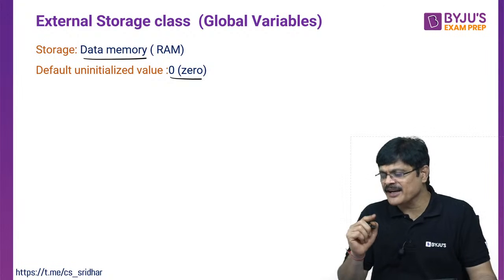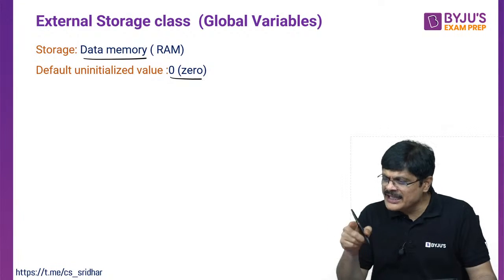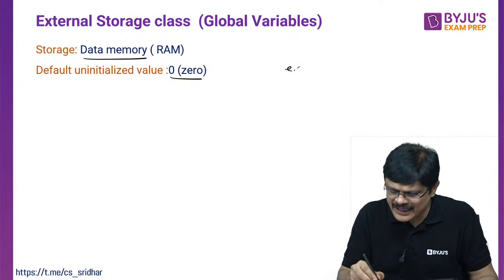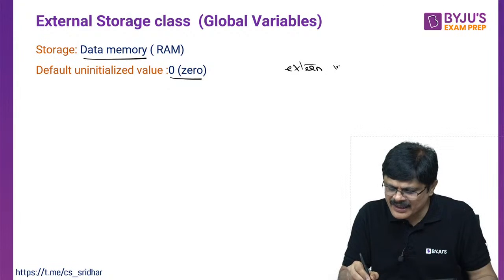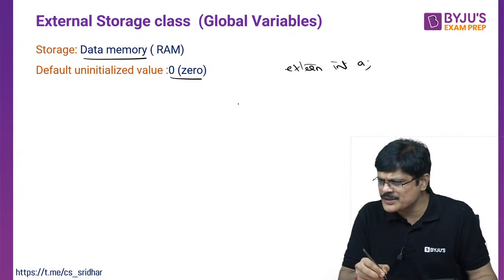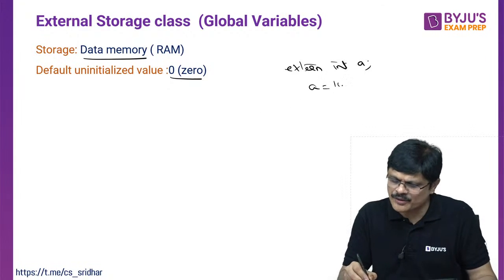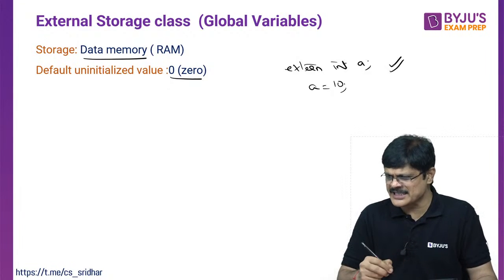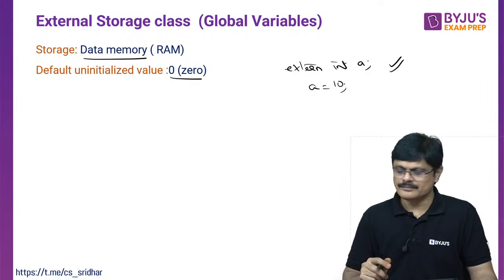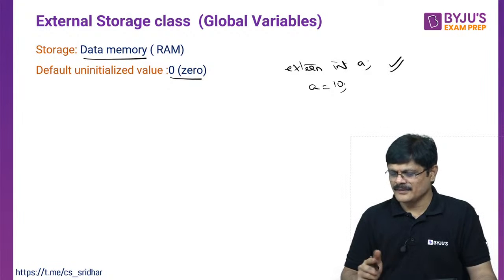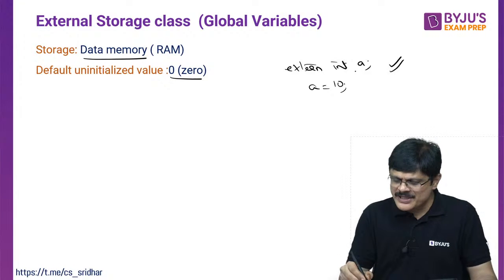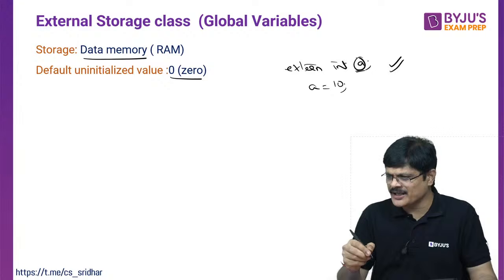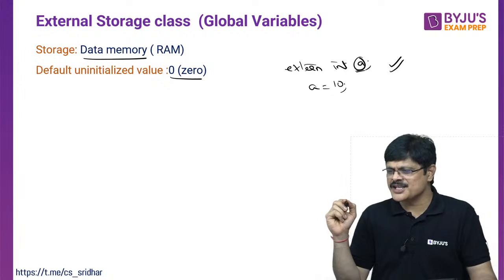That is fine. You have to write extern int a also. You have to write extern int. Then you can write a is equal to 10. This is fine. You missed this, sir. This also needs to be written. Okay? Arshpreet.